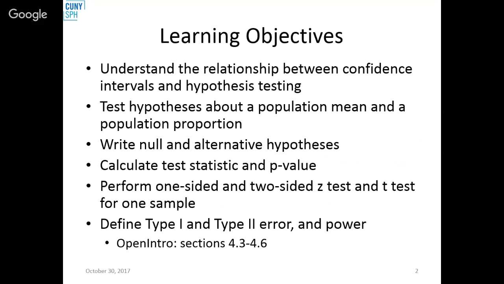I will give you methods for testing hypotheses about a population mean and proportion. We will go through some standardized steps of performing hypothesis testing, starting with writing out the null and alternative hypotheses, calculating your test statistics and p-values, and applying these to specific cases of one-sided and two-sided z-tests and t-tests for one sample. We'll also get a little into type 1 and type 2 error and power. All of this comes from chapter 4 of your textbook.